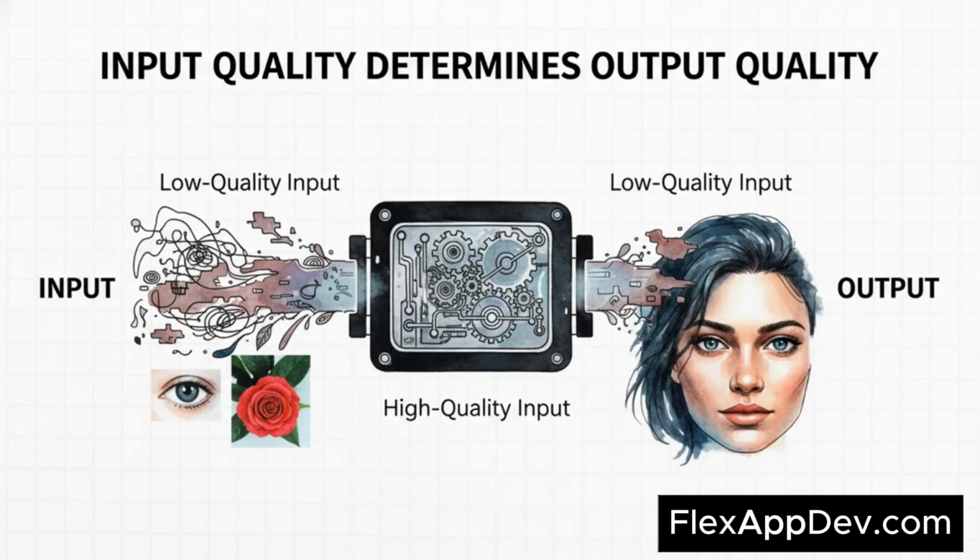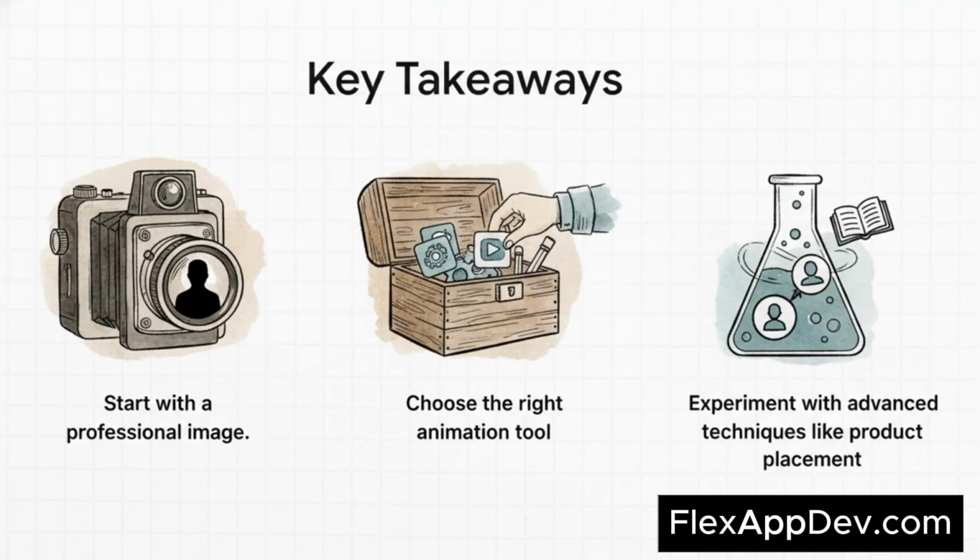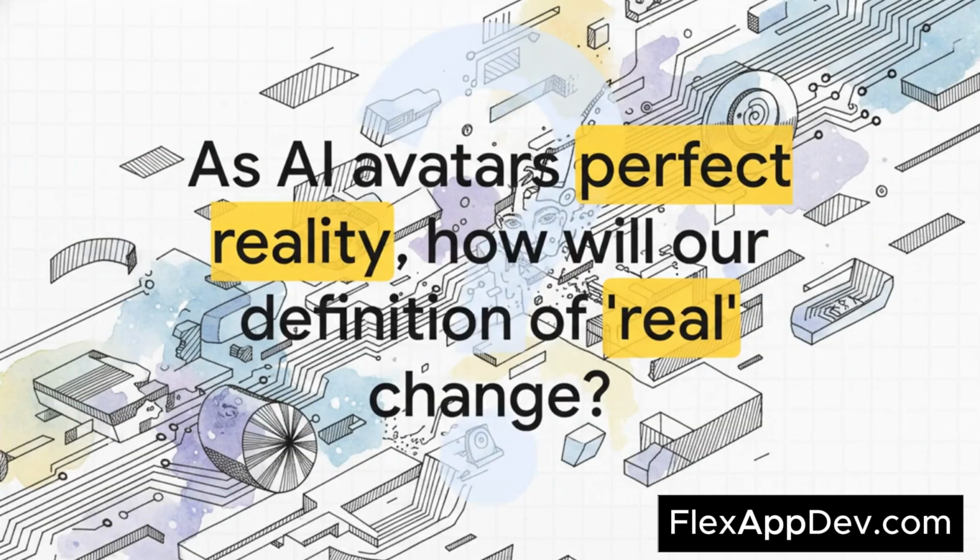So, what's the big takeaway here? It's really simple. Quality in, quality out. Garbage in, garbage out. So just remember these things. Start with a great image, pick the right tool, and just experiment with it. This tech is moving so fast. It really makes you wonder, what happens when we just can't tell the difference anymore?